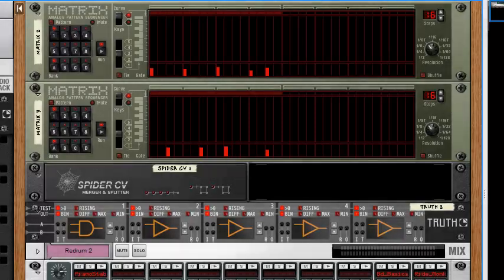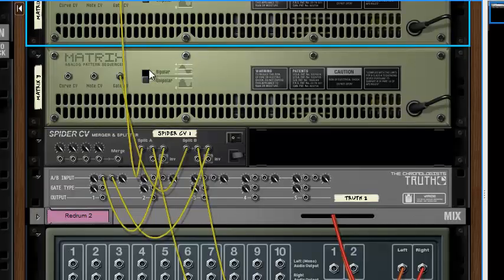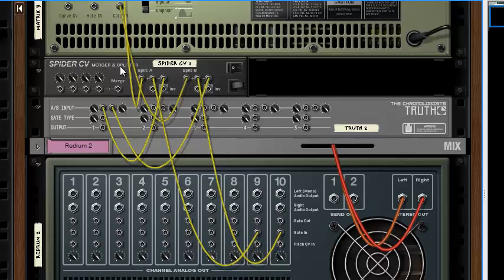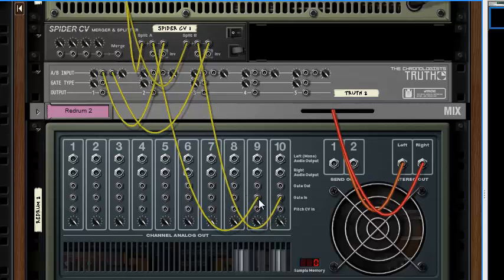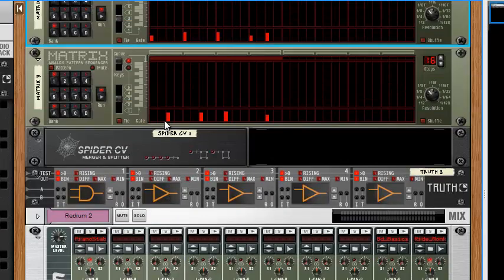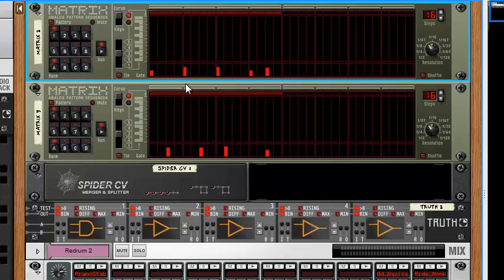Let's look at one practical application of logic gates, specifically pattern generation. That is, we're going to use logic gates to combine several patterns to make new ones. So what I have here is two Matrix devices, and we're using the gate levels to produce patterns. The output of each Matrix is split using a Spider so that it triggers a drum sample and also goes to an input of the first logic gate. The first Matrix plays a kick drum, and the second Matrix plays a ride cymbal.